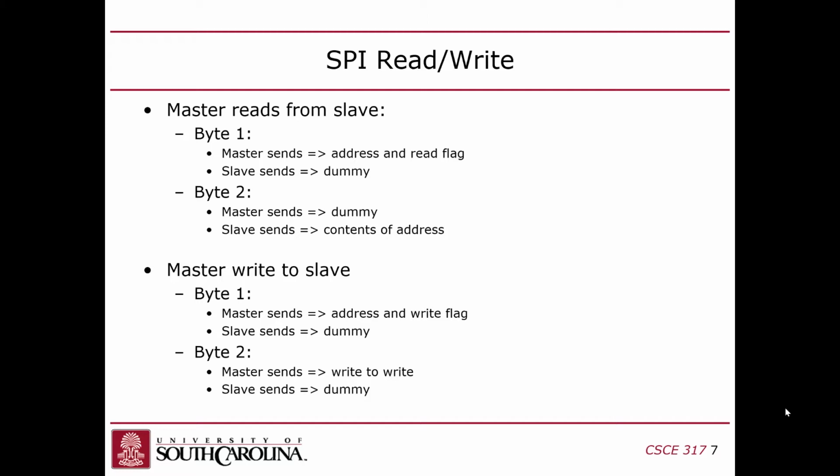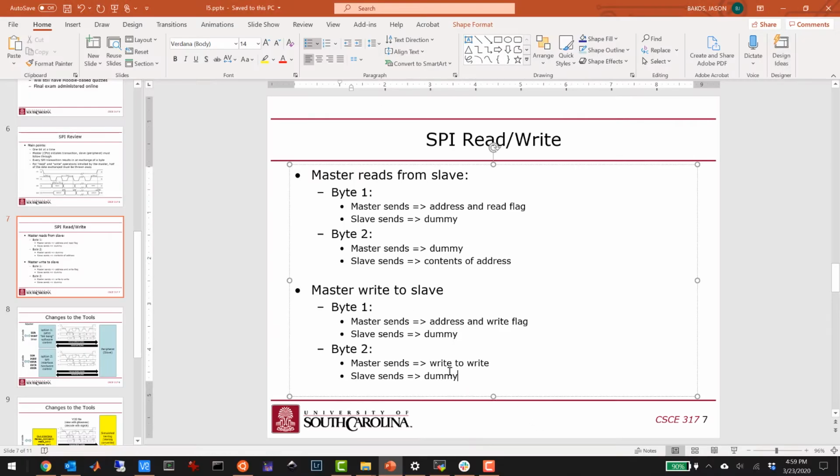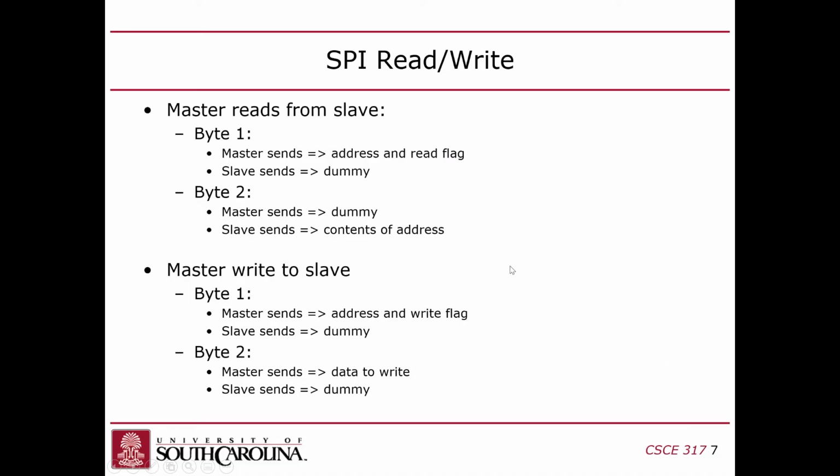On the other hand, if the master wishes to write data to an address on the slave, then in the first exchange, the master will send the address and a write flag indicating that it wishes to write. The slave, as before, will be sending a dummy byte back to the master. And then in the second exchange, the master will be sending the data, the byte that it wishes to write, and the slave will be sending back a dummy byte.